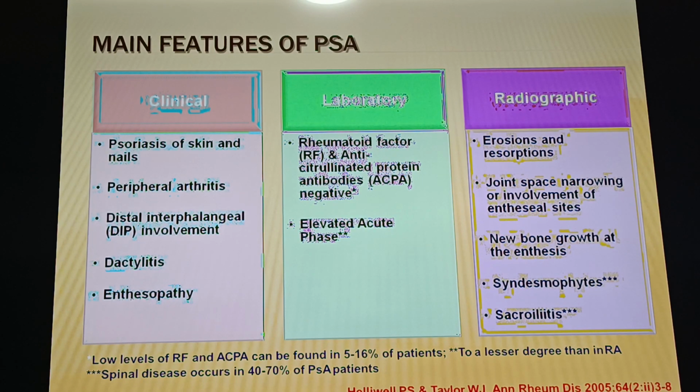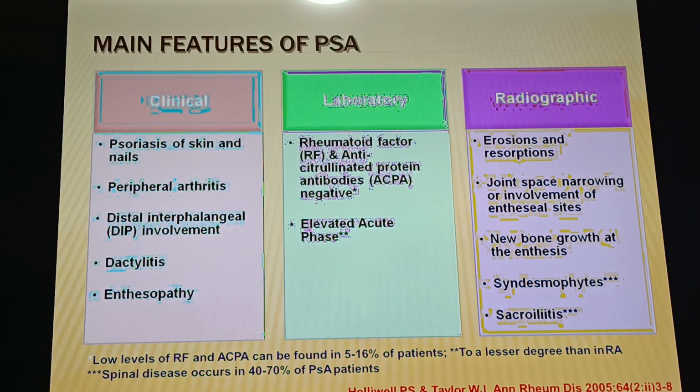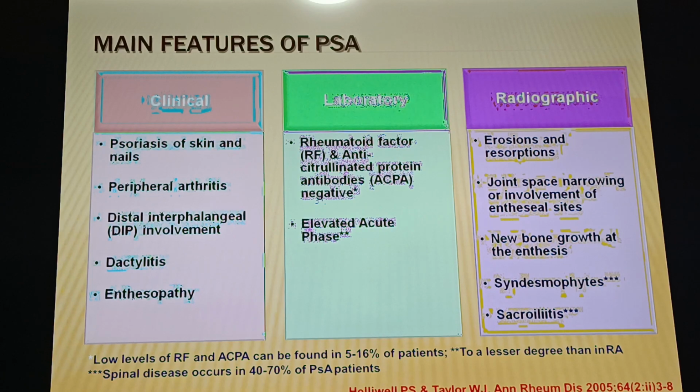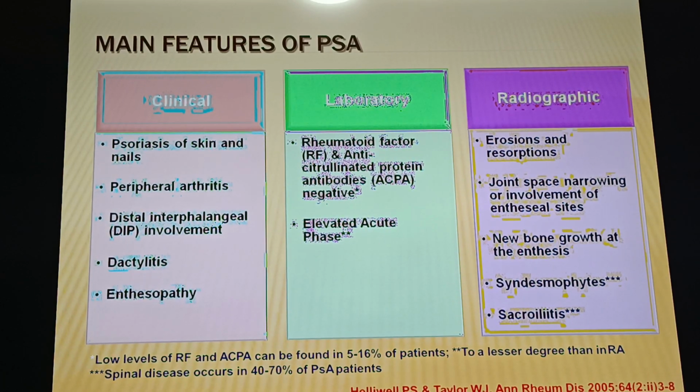And rheumatoid factor will be negative, and the anti-CCP will be negative, and elevated acute phase reactants like your ESR and CRP may be elevated, maybe because of secondary infections. Radiographically, you can see both changes, destruction on one hand and new bone formation on the other hand. So the erosions, it is an erosive arthropathy. And joint space narrowing, I have shown you one picture there. New bone growth at the enthesis. So syndesmophytes will be there, and sacroiliitis is also common in psoriatic arthritis when they have a backache.